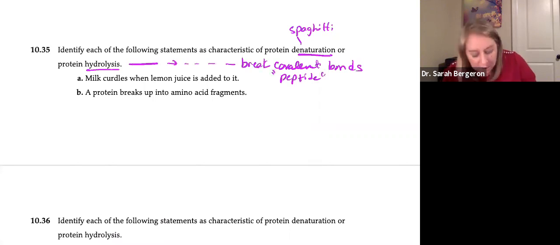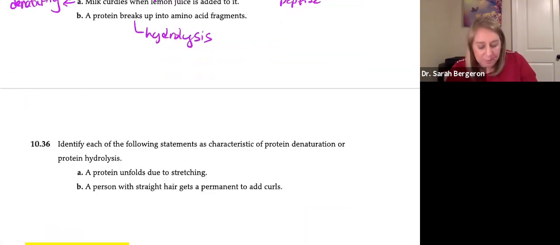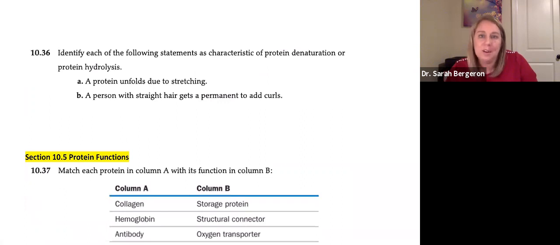Okay, let's see. Milk curdles when lemon juice is added to it. Lemon juice, you got to remember, is very, very acidic. So if you are adding an acid, you are denaturing. You're not actually cutting it up, but you're just turning it into spaghetti. Protein breaks up into amino acid fragments. Oh, hydrolysis, right? Because you are breaking it up into amino acid fragments. And I think, yeah, that's it. What a nice short one.